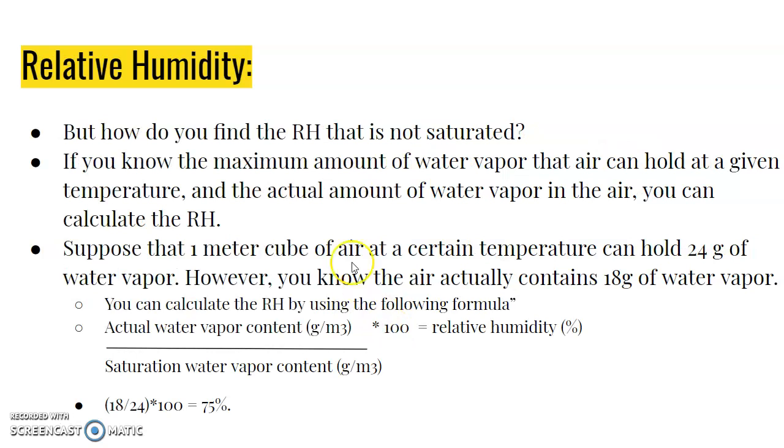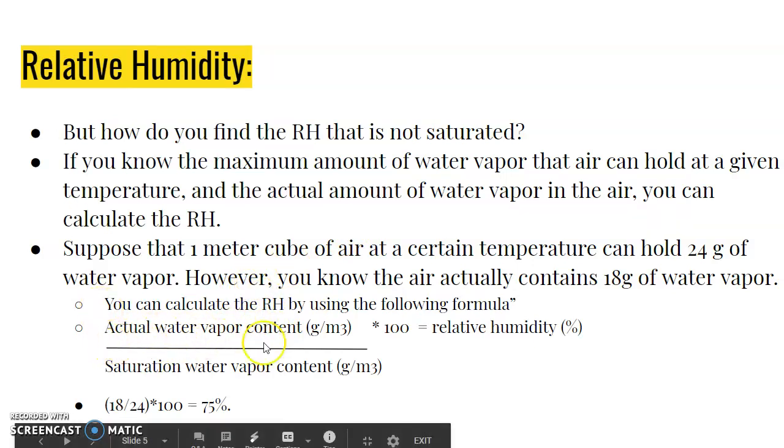Now, how do you find RH that is not saturated? We know that if it's saturated, it's always going to be 100%. But what if it's not saturated? What if there's only a certain amount of water vapor in the air, but we don't know how much there is in reality? So that's what we're going to try to find out. We use a formula.